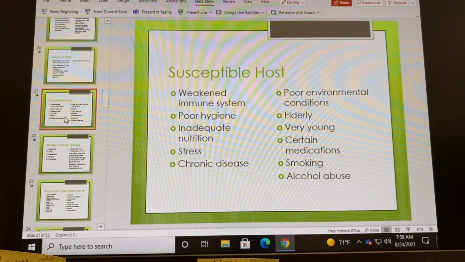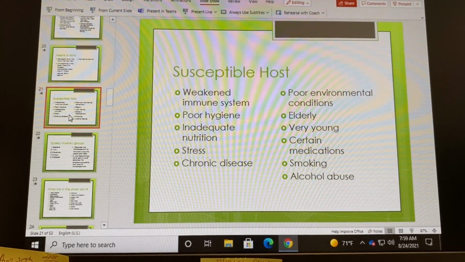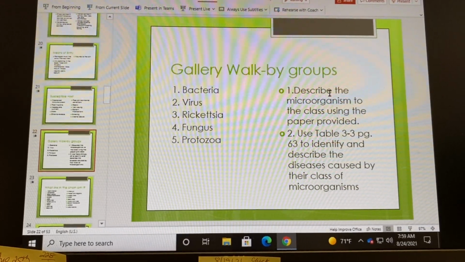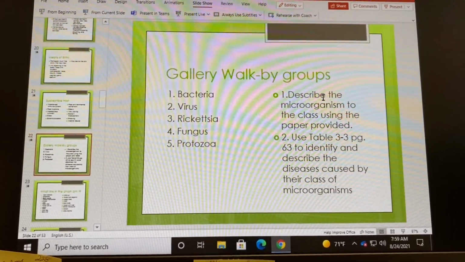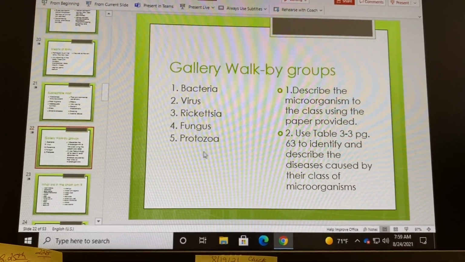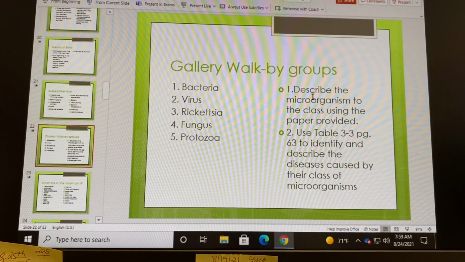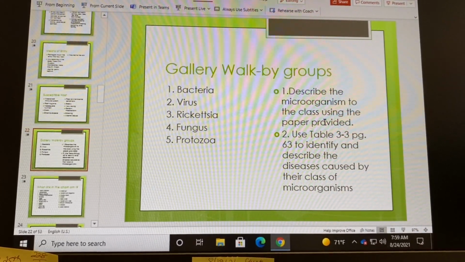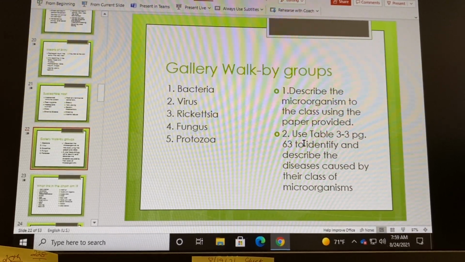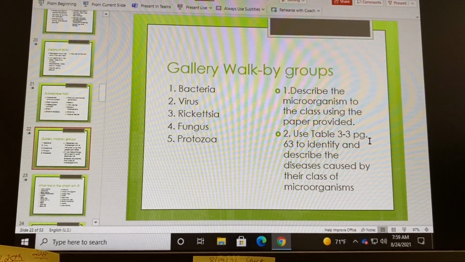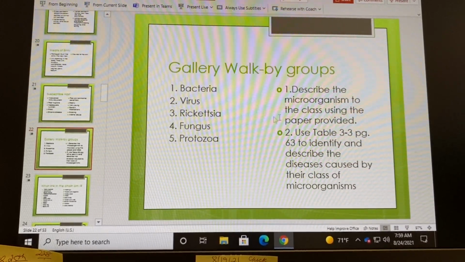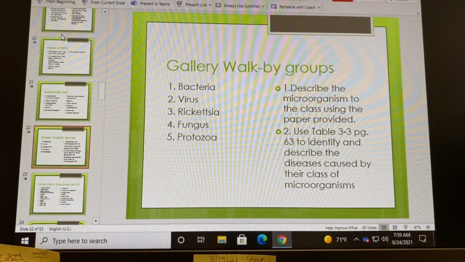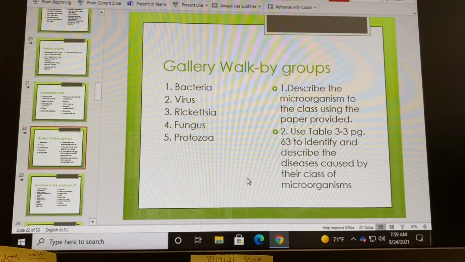I skipped it. So after we finish the chain of infection, they're going to do a little gallery walk. So I have some butcher paper. We're going to divide up in groups of 5, and they're going to describe the microorganism to the class using the paper provided. And then in their books, they're going to use the table to identify and describe the diseases caused by their class of microorganisms. So if they have bacteria, what is caused by that. So hopefully they'll like that activity, but that's what we're going to do today.